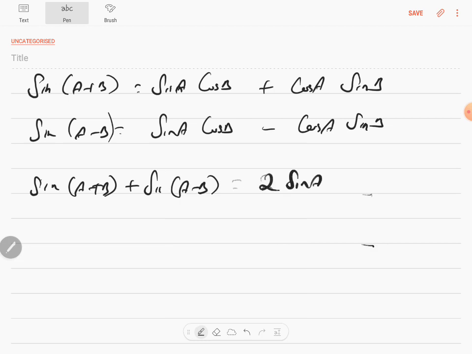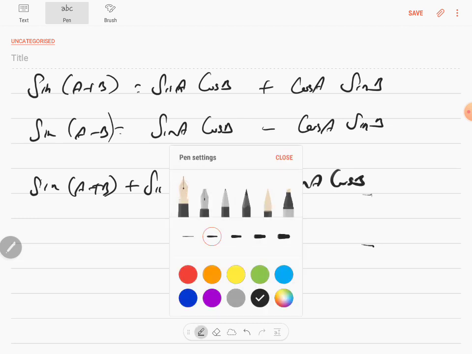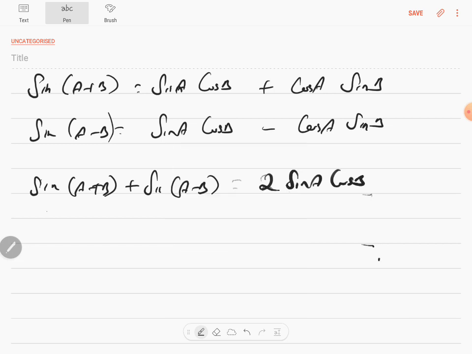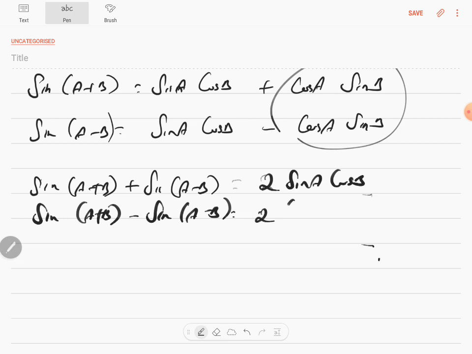Sin A cos B, and sin(A+B) minus sin(A-B). When you subtract, you will get this twice, which is 2 cos A sin B.